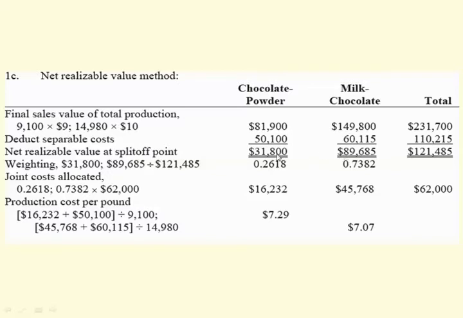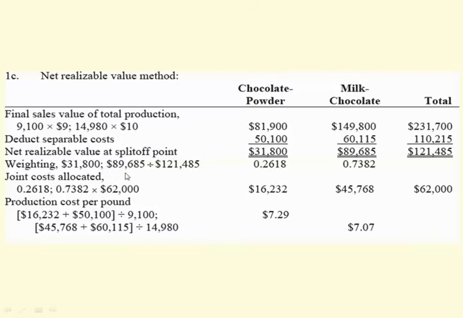Total net realizable value is 121,485. Now we need to calculate the weight or the percentage of net realizable value for each product. For chocolate powder, 31,800 divided by 121,485 will result in 0.2618, and for milk chocolate, 89,685 divided by 121,485 will result in 0.7382.